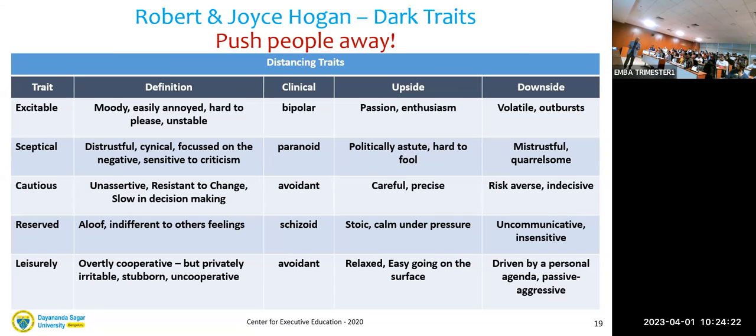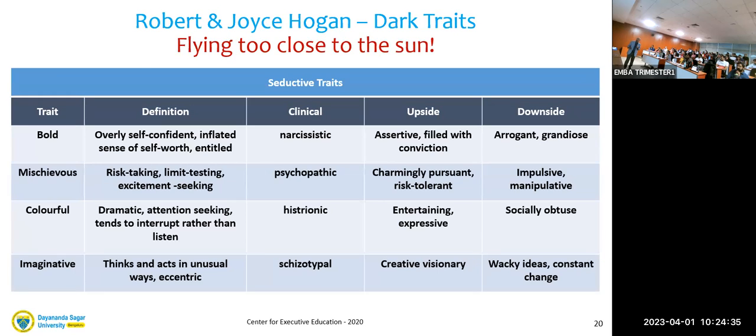So if you're reserved, you can be a schizoid, and you can be stoic, calm under pressure, but you can also be incommunicative and insensitive. If you're bold, that is, you're overly confident, inflated sense of self-worth, entitled. Yeah, a lot of young people are very bold nowadays. You can be narcissistic, you can be assertive, filled with conviction. What I'm doing is right. Or you can be arrogant and you can be grandiose.